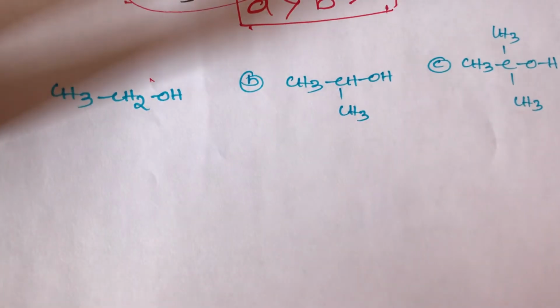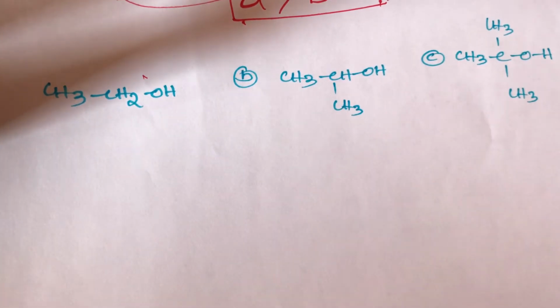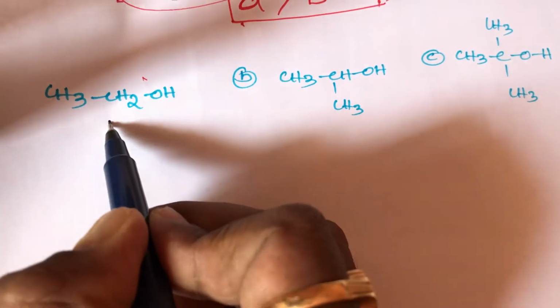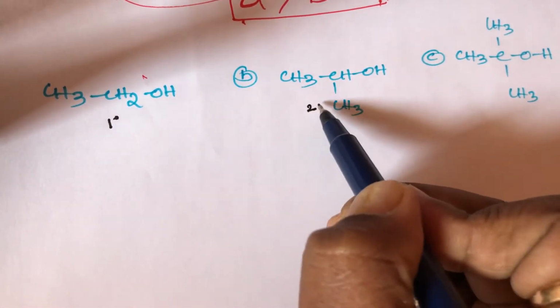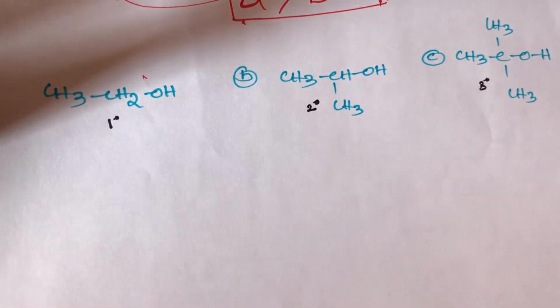Next continuation, find out acidic strength in alcohols, given the following compounds. I gave three structures, that is three types of alcohols. The first compound is called primary alcohol, the second compound is secondary alcohol, and the third compound is called tertiary alcohol. Three types of alcohols are there. Out of these three, which one is more acidic in nature?